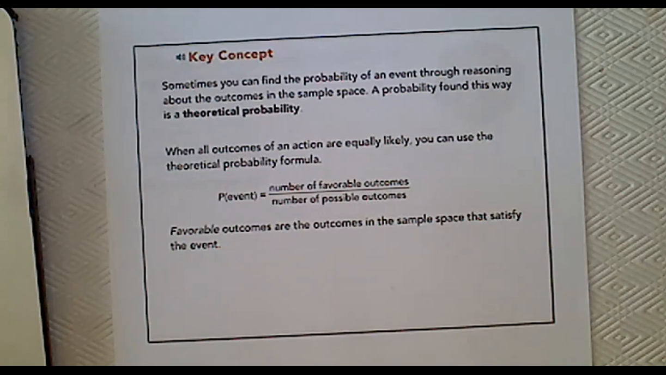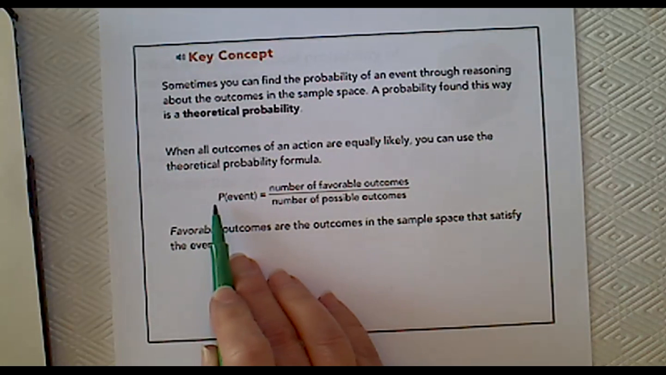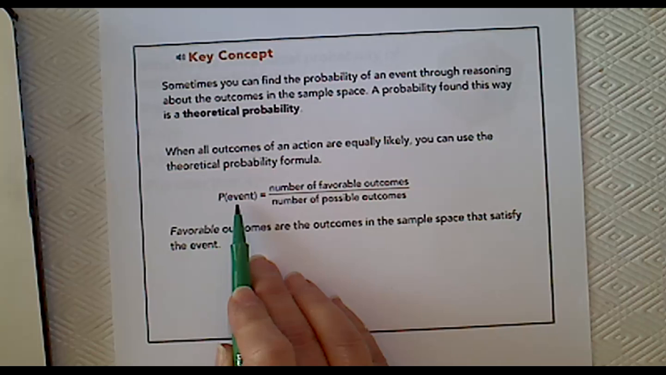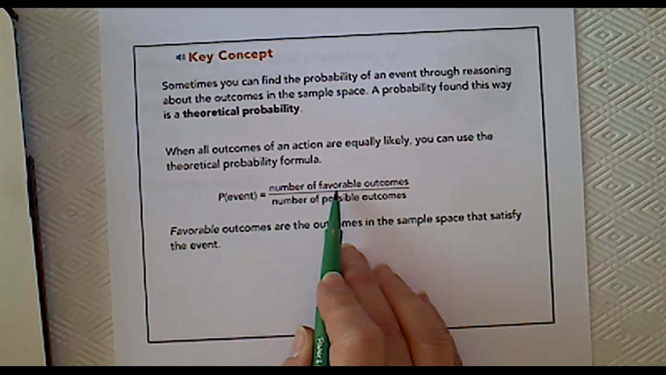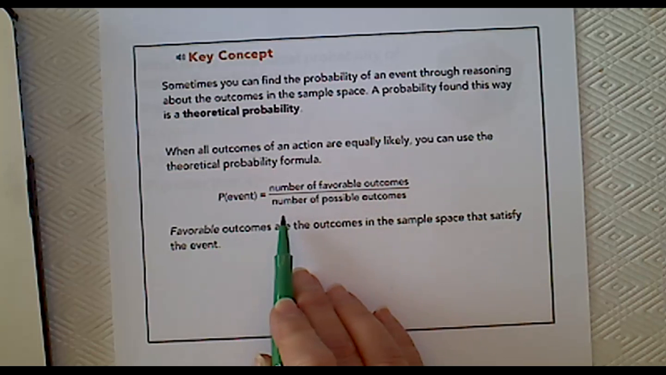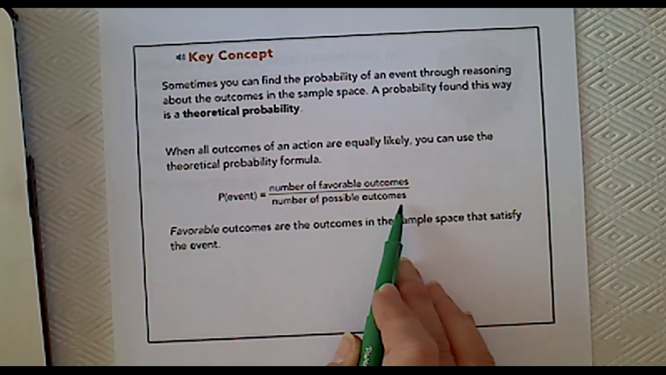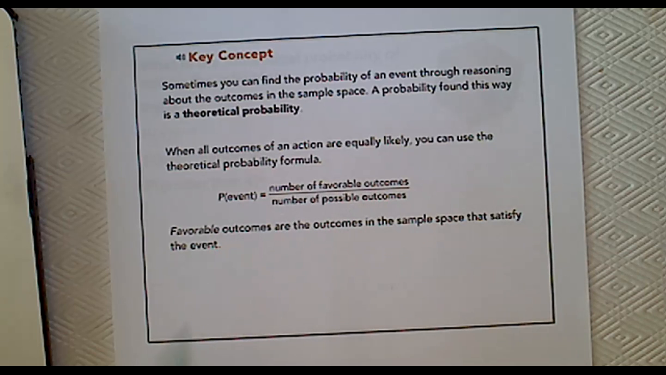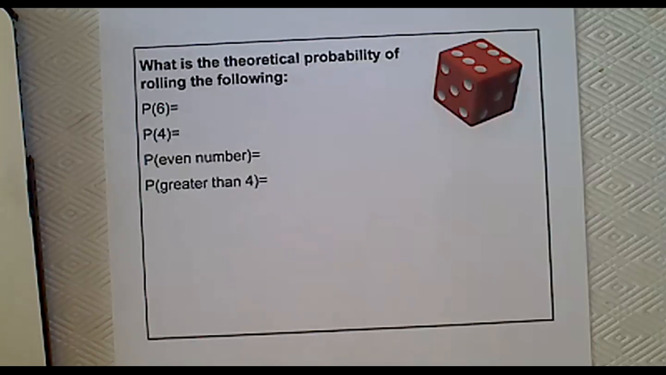When all outcomes of an action are equally likely, you can use the theoretical probability formula. And so our formula here is the probability of whatever the event is: the number of favorable outcomes divided by the number of possible outcomes. Favorable outcomes are the outcomes in the sample space that satisfy the event. So let me show you a few examples of what I'm talking about.